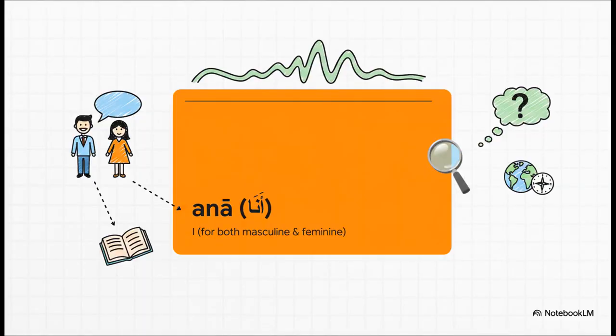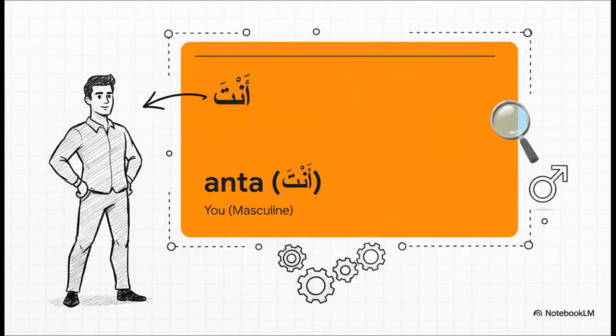The number one word you're going to need is I. In Arabic, that's ana. Pretty easy, right? Ana. And the best part? It works whether you're a man or a woman. It's totally neutral. Go on, give it a try. Ana.